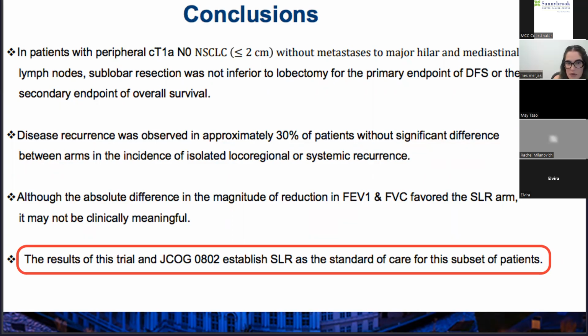And although the absolute difference in the magnitude of reduction in pulmonary function favors the sublobar resection arm, it may not be clinically meaningful. So the results from the CALGB, as with the JCOG 0802, established sublobar resection as the standard of care for this subgroup of patients.